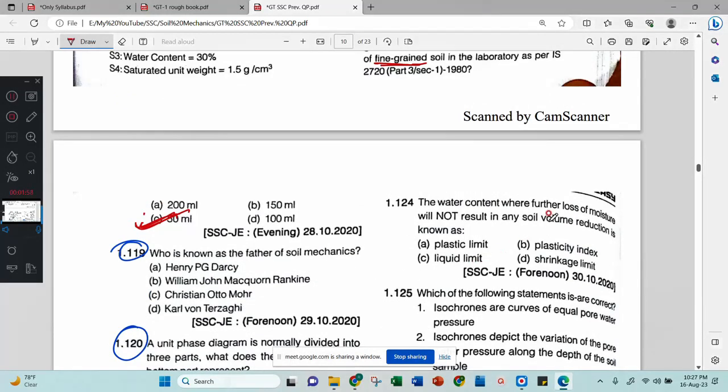The water content where further loss of moisture will not result in any soil volume change. Yesterday we discussed this one, shrinkage limit.